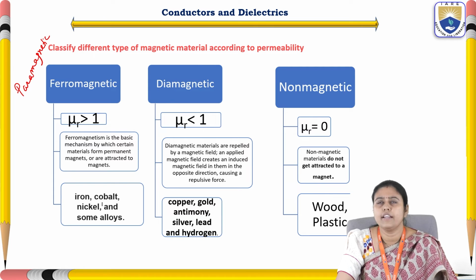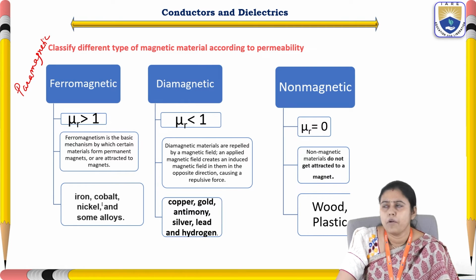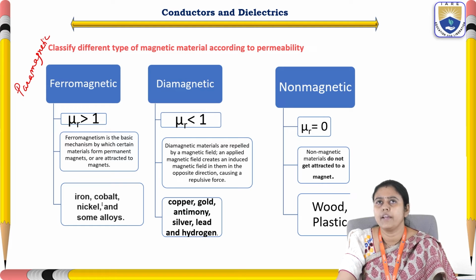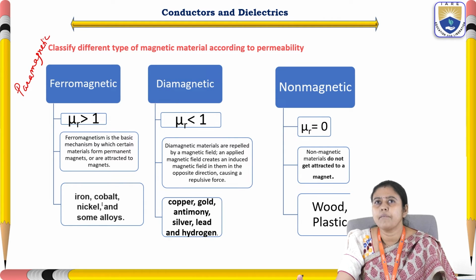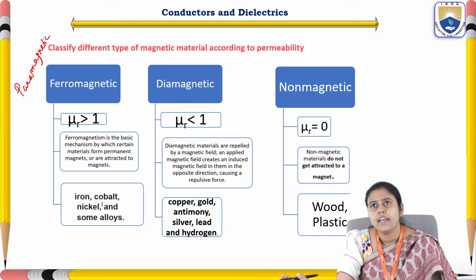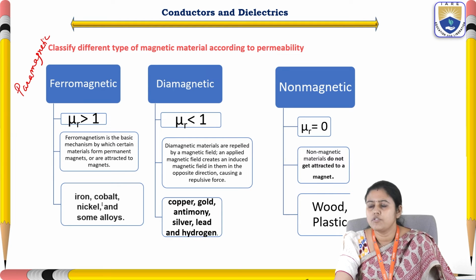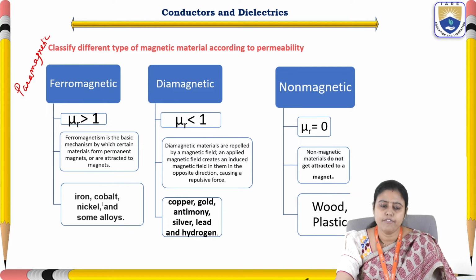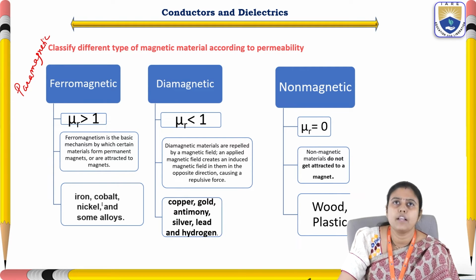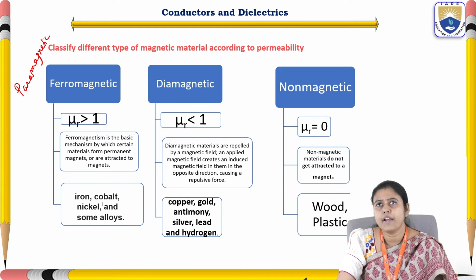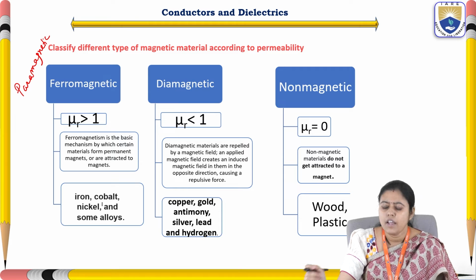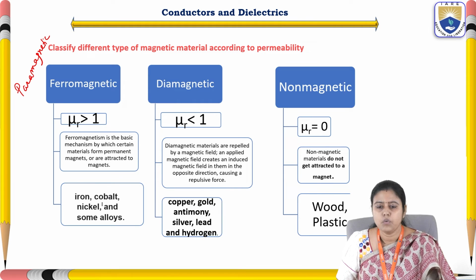So magnetic material is basically three types: ferromagnetic, diamagnetic and non-magnetic. Ferromagnetic mu r is greater than 1, it has some attractive force. Diamagnetic mu r is less than 1, it has some repulsive force. And when mu r equals 0, there is no attractive force. And paramagnetic material has the magnetism property, with mu r greater than 1, but it is very weak.